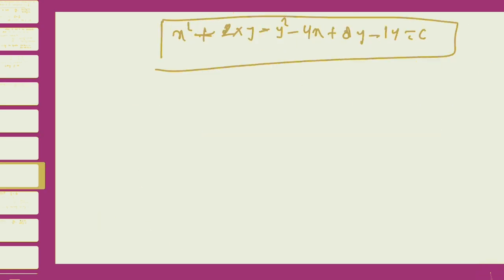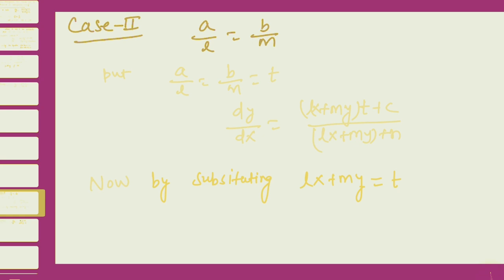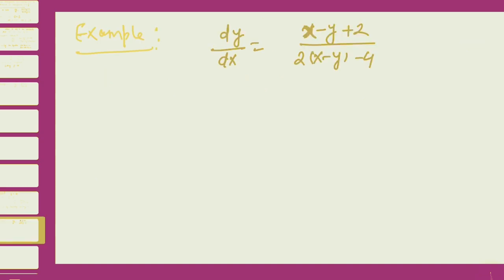Now I am going to discuss the second case also. In the first case, a/l does not equal b/m. Now in the second case, I am going to discuss when a/l equals b/m. For this type of differential equation we substitute lx + my = t, then we can solve it with the help of variables separable. In this example, this is a non-homogeneous differential equation, but here a/l = b/m, meaning 1/2 = 1/2.